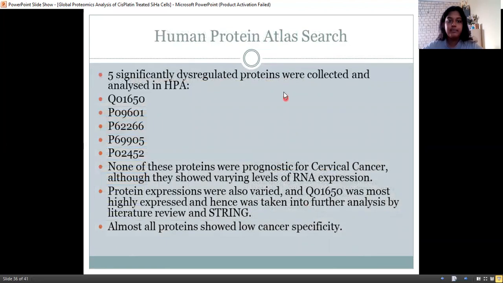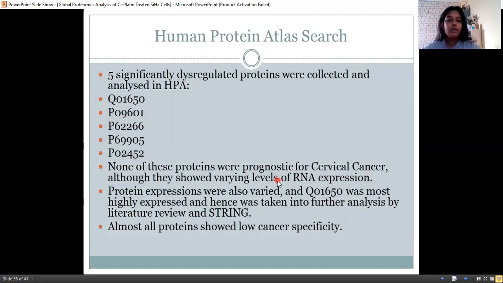So then I did a HPA search, where I took 5 significantly dysregulated proteins that I was more interested in. And none of these proteins were actually prognostic for cervical cancer, although they showed varying levels of RNA expression. So their protein expressions were also quite varied, and Q01650 was most highly expressed, and hence I took this into further analysis with literature review and STRING.